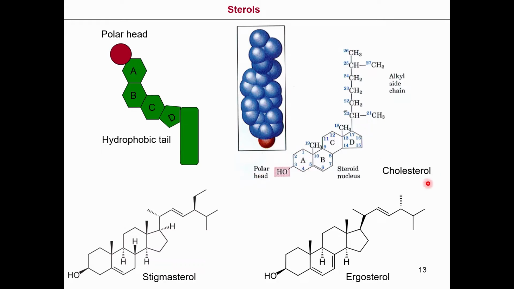And you can find other sterols depending on the organism. For example, you have stigmasterol, which you can find in plants, and ergosterol, which you can find in fungi. So cholesterol is for animals, ergosterol for fungi, and stigmasterol for plants.